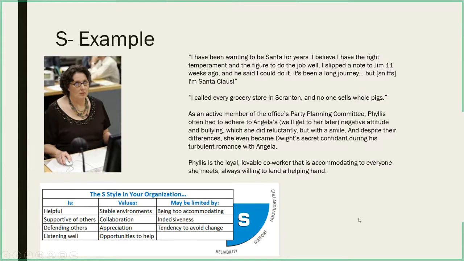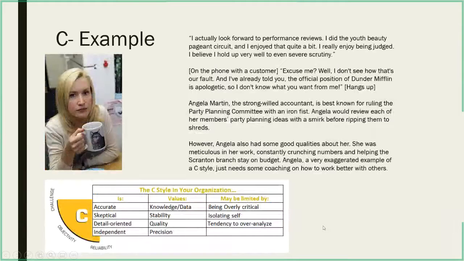And finally, my C example would be Angela. Earlier, I told you all that a typical C or a typical accountant, someone who's very analytic, would be a C, and Angela is an accountant on The Office. And so one of the quotes to best describe her is when she's on the phone with a customer and she says, "Excuse me, well, I don't see how that's our fault. And I've already told you the official position of Dunder Mifflin is apologetic. So I don't know what you want from me." and then she hangs up.